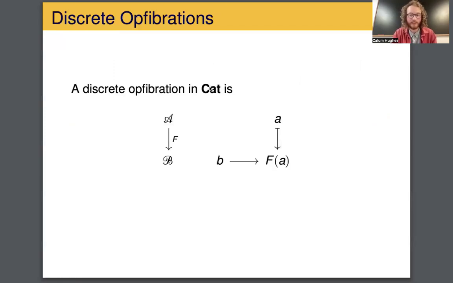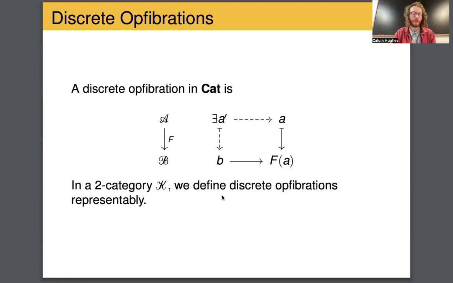So in Cat, the category of small categories, or we can think of some larger category of categories here, a discrete opfibration is a functor F from A to B such that if we have an object A in A and a morphism from B to F of A, then we can lift this to an A' in A and a morphism from A' to A that maps down onto this thing. So this is the definition of a discrete opfibration in Cat. And in a general 2-category, we can define these representably. So homming out of these gives a discrete opfibration in Cat.